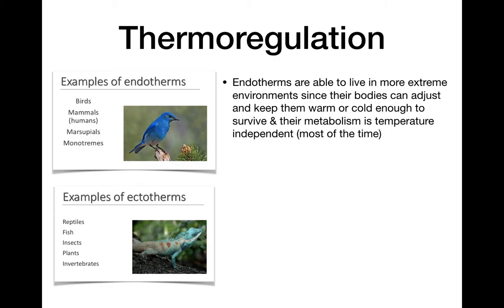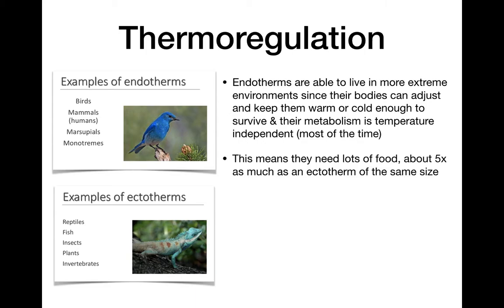So examples of endotherms, you look here, would be birds, mammals such as humans, marsupials, and monotremes. Monotremes, if you don't know, are mammals that can lay eggs. There are a few different examples of them. Okay, so this means though that endotherms need to have a lot of food, about 5 times as much food as an ectotherm of the same size. So we need that much extra energy to be able to maintain that internal body temperature.